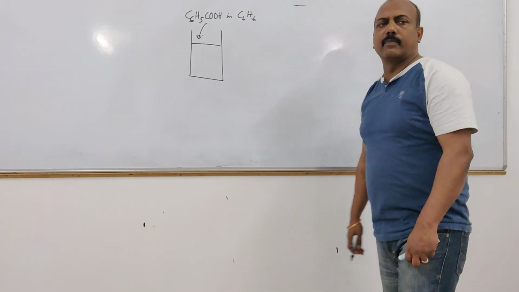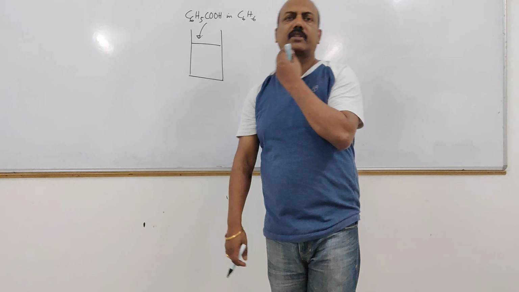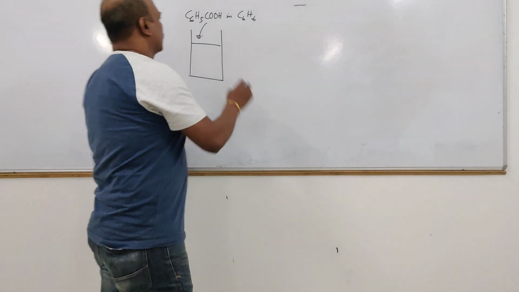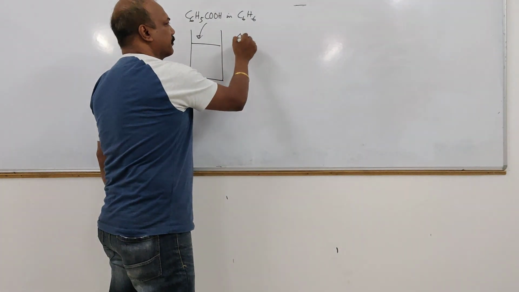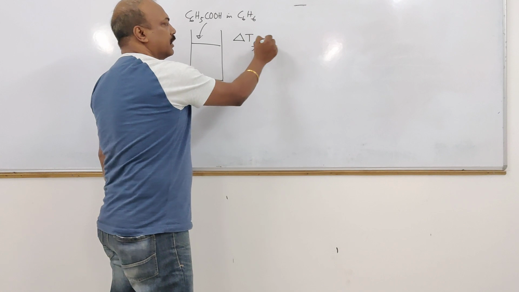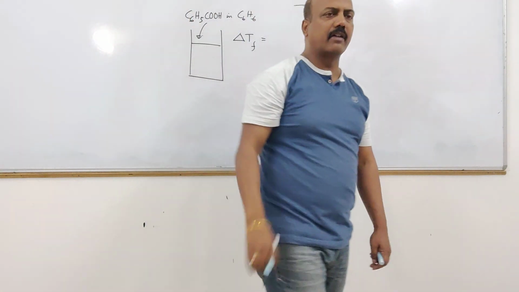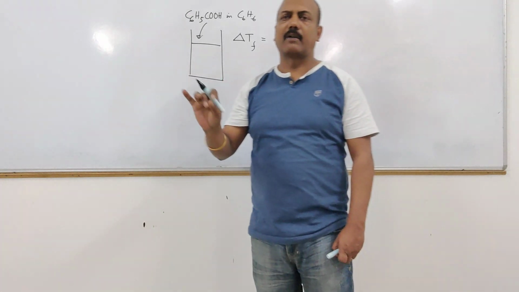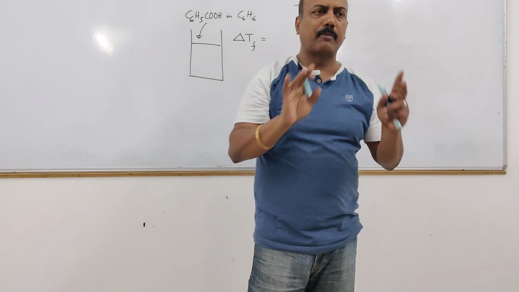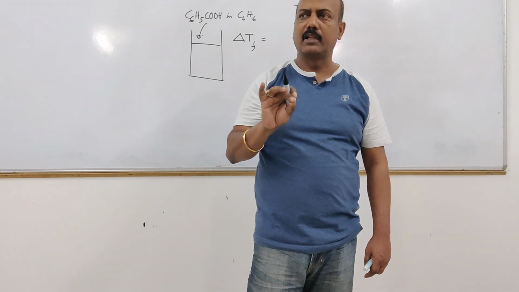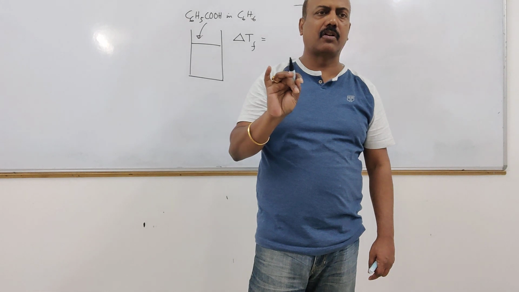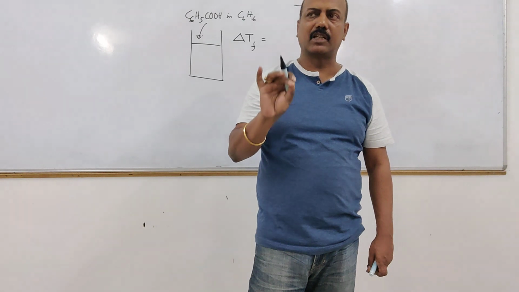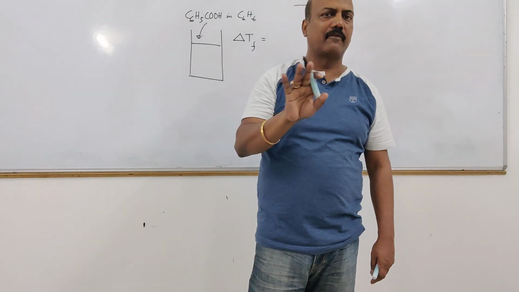Second thing, the problem is related to which property? Depression of freezing point, for which the equation we know is delta Tf equals... I'll write down the equation, but before that, you tell me whether the solution is behaving normally or abnormally. This is the way you have to think. Is it undergoing dissociation or association or not? They told that it is undergoing dimerization, which means it is undergoing association, which means it is behaving abnormally.